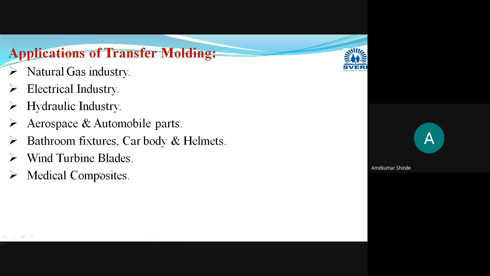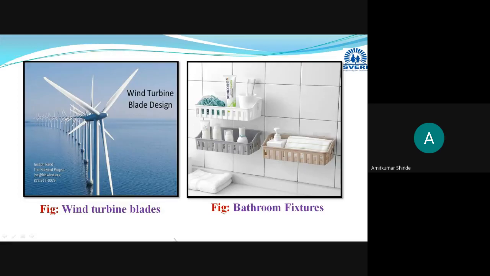Transfer molding can be used in the natural gas industry, electrical industry, and hydraulic industry. Then I will directly explain a few practical examples. Wind turbine blades can be manufactured with this transfer molding process. Then bathroom fixtures, these types of plastic fixtures are there.